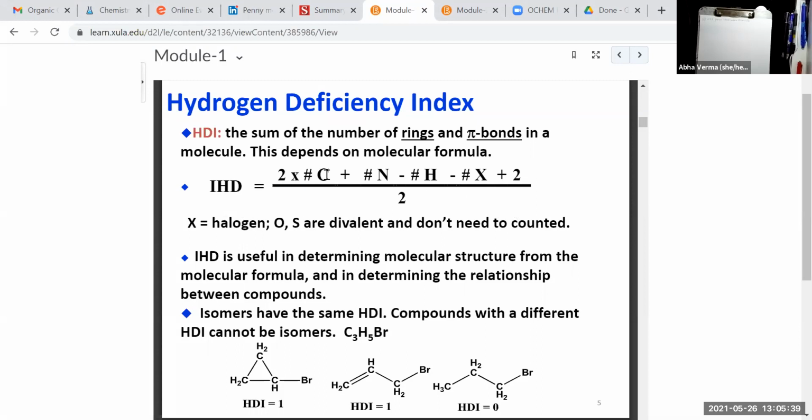2 times the number of carbons plus the number of nitrogens. So all the multivalent atoms, the carbon and the nitrogen, have to be added. Minus the number of hydrogens and minus the number of halogens. Oxygens and other divalent atoms, we don't need to count those. And then you will add a +2.